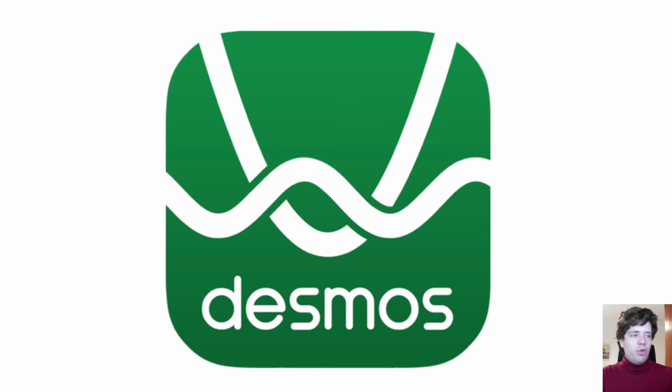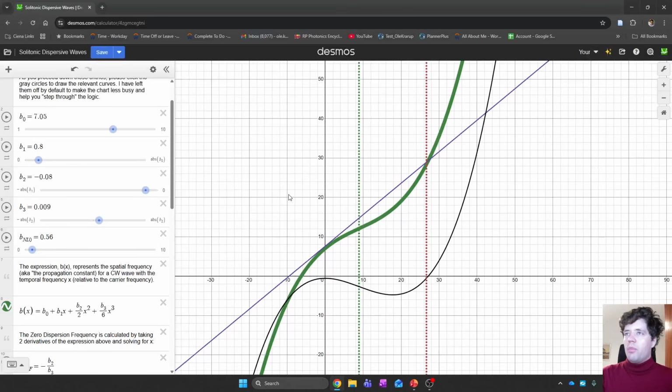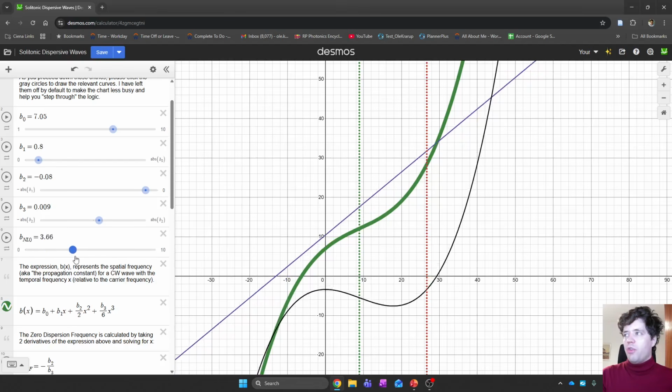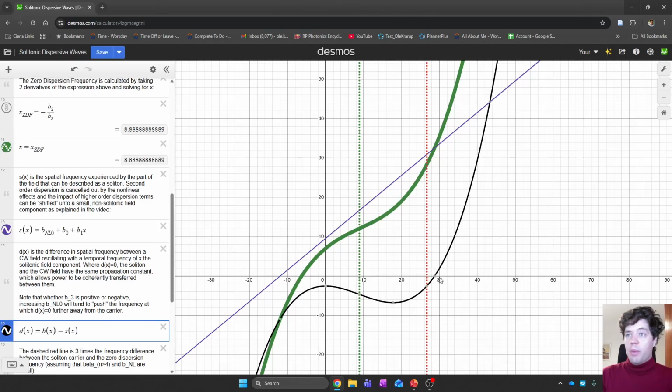So just for good measure, I've also created a quick graph here in Desmos that illustrates this in a bit more detail. So in this graph, the green curve we see here is the linear contribution to the spatial frequency, and the purple curve is the dispersion experienced by a soliton. And you can see that if we increase the nonlinear contribution, the purple curve shifts upwards a little bit. The black curve here is simply the difference between the green curve and the purple curve, and we can see that it crosses zero right here. So this is where we expect the dispersive wave to arise.